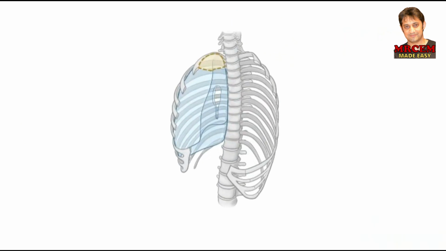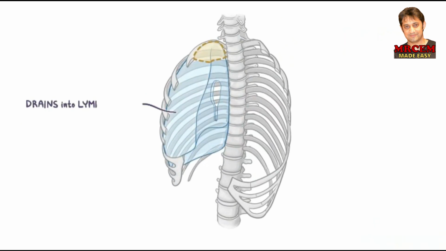Finally, lymph from the parietal pleura drains into the lymph nodes of the thoracic wall, and a few lymphatics from the cervical parietal pleura drain into the axillary lymph nodes.